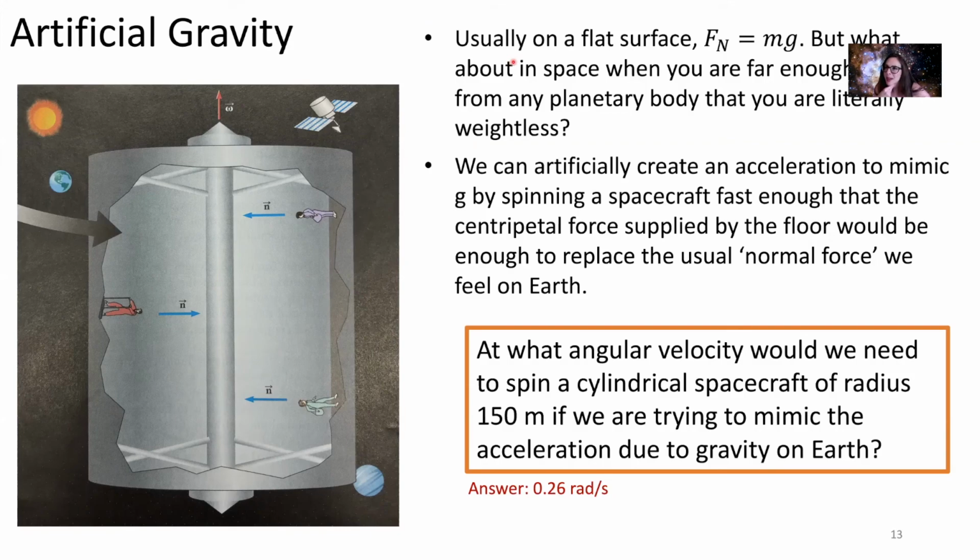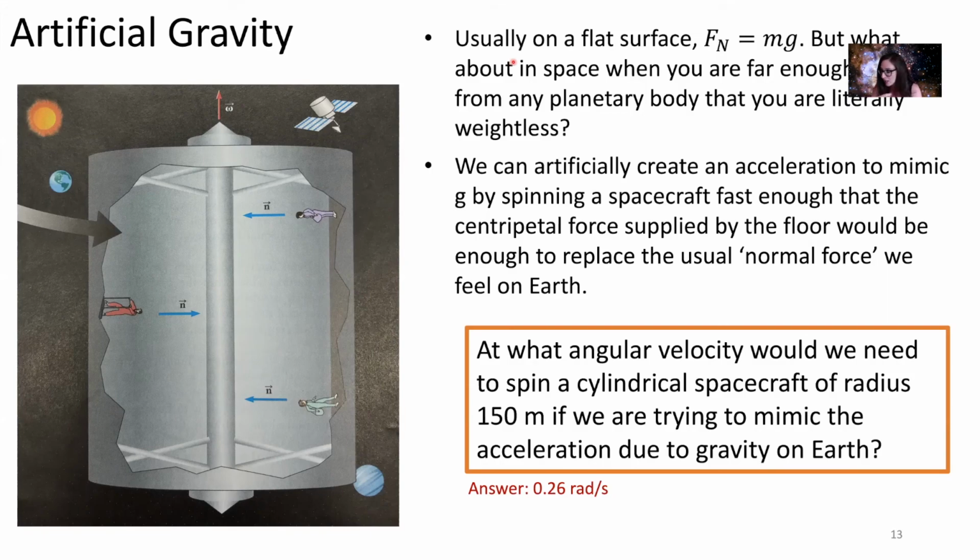But what about in space, when you're far enough from any planetary body that you are literally weightless? So you're way out in deep space. What gives you that gravity that allows you to walk around inside the spaceship? Well, we can artificially create an acceleration to mimic the acceleration due to gravity on Earth by spinning a spacecraft fast enough that the centripetal force supplied by the floor would be enough to replace your usual normal force that we feel on the Earth.